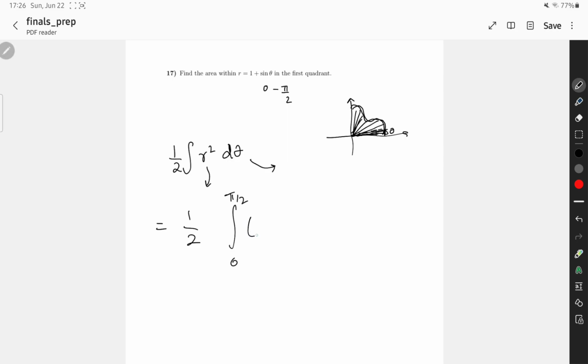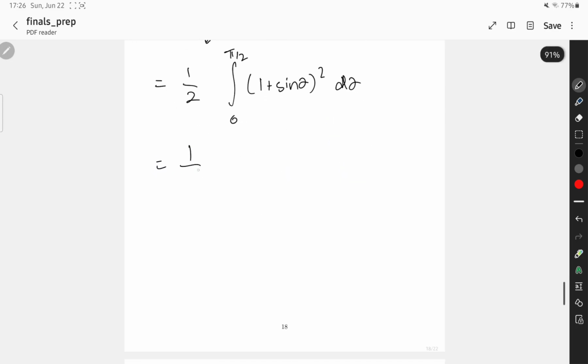Now, r is 1 plus sine theta. It should be squared and it should be integrated. So it's pretty simple now. We have three terms actually. One, I'll just write it immediately: sine square theta plus 2 sine theta.